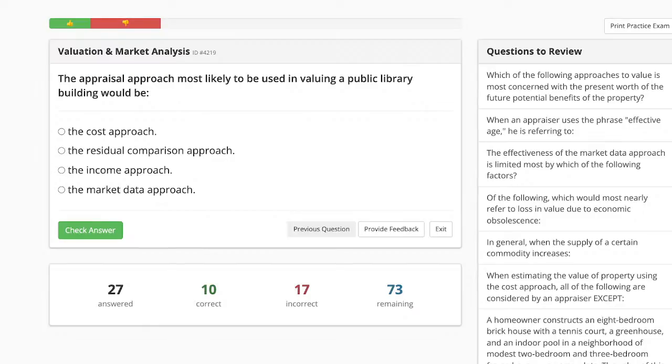The appraisal approach most likely to be used in valuing a public library building would be A, the cost approach, B, the residual comparison approach, C, the income approach, or D, the market data approach.